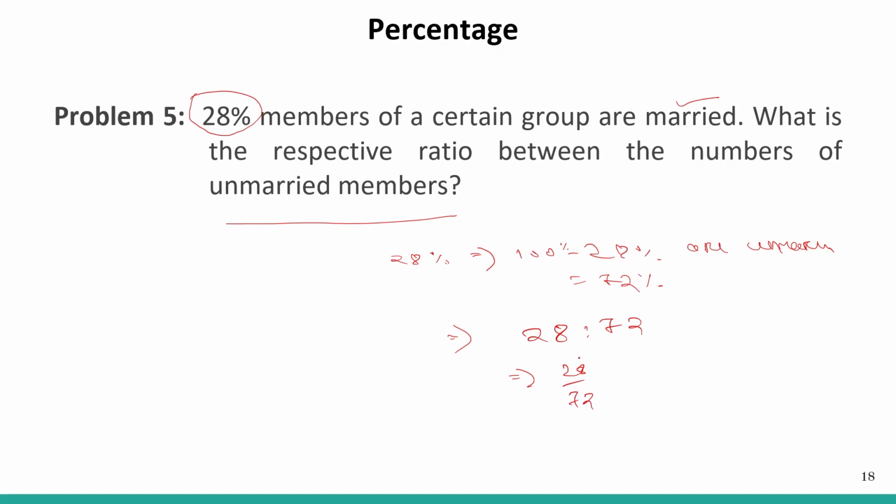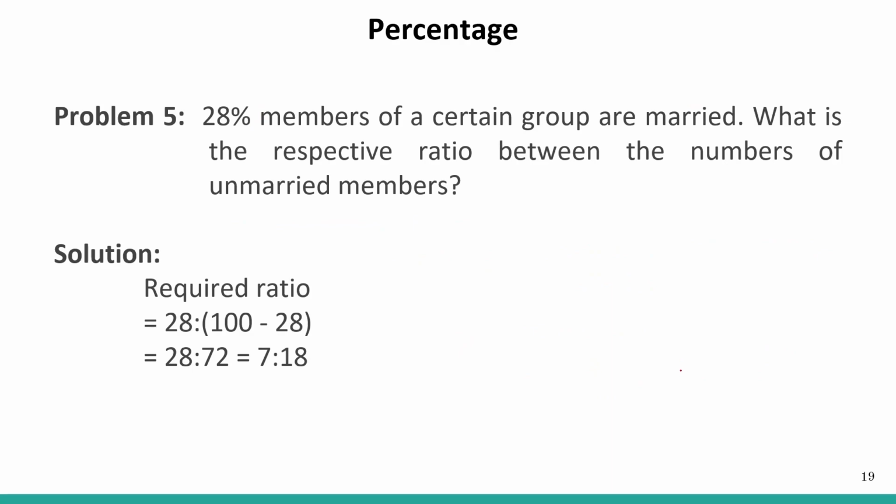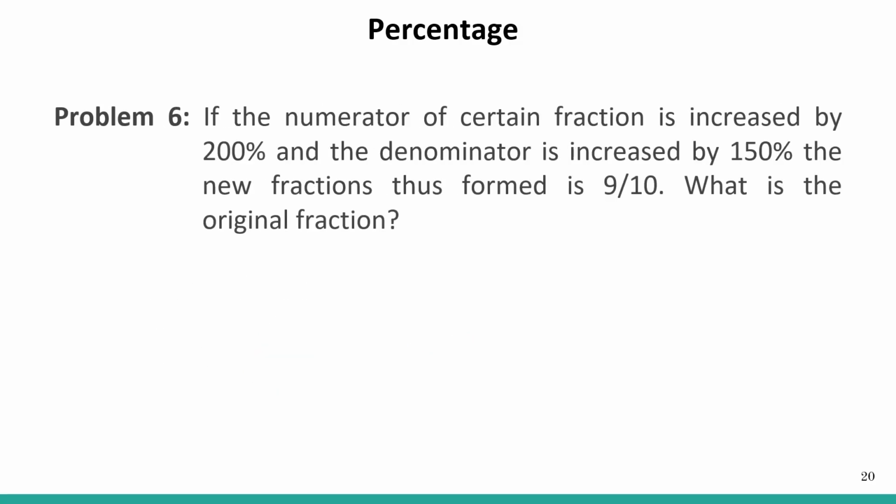Both numbers are divisible by 4. So this will be 7, and this will be 18, since 18 into 4 is 72. So 7 by 18 is equal to 7 is to 18. So 7 is to 18 is the answer. Correct answer.